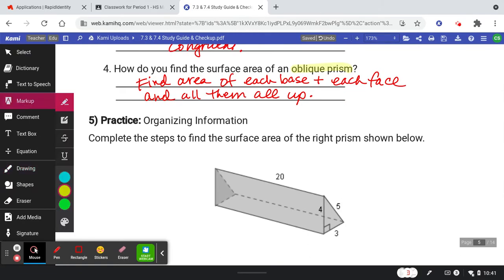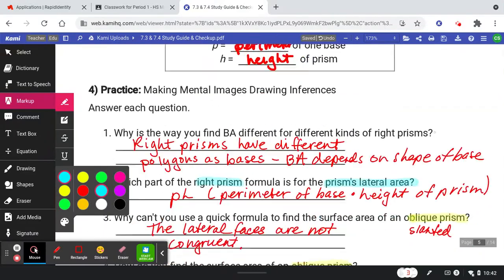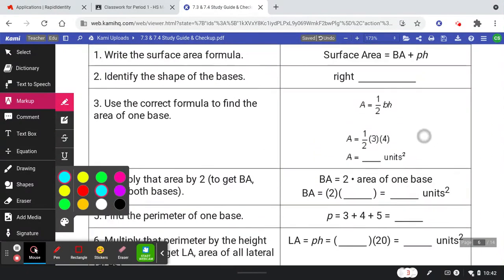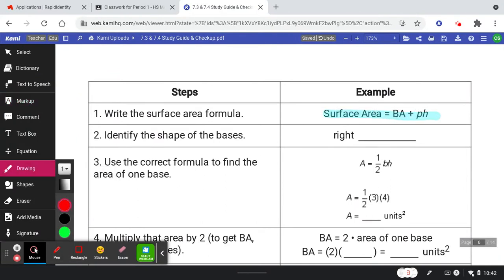So in this next one, we do have a right prism though. So we're going to use this formula right up here, BA plus PH. They gave us the formula BA plus PH, and identify the shape. We see that it is a right prism. The base is specifically a right triangle, and that's from the picture on the page before. So we know that the area of that base is 1/2 base times height. If you look back at the picture, the base is 3 and the height is 4. So half of 12 is 6 units. That is my base area.